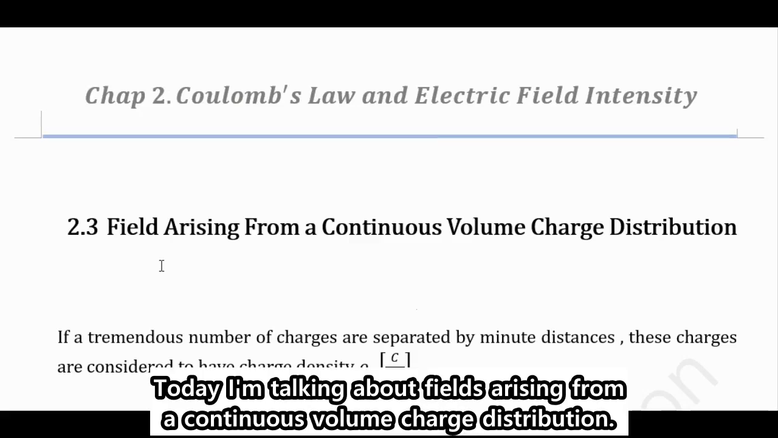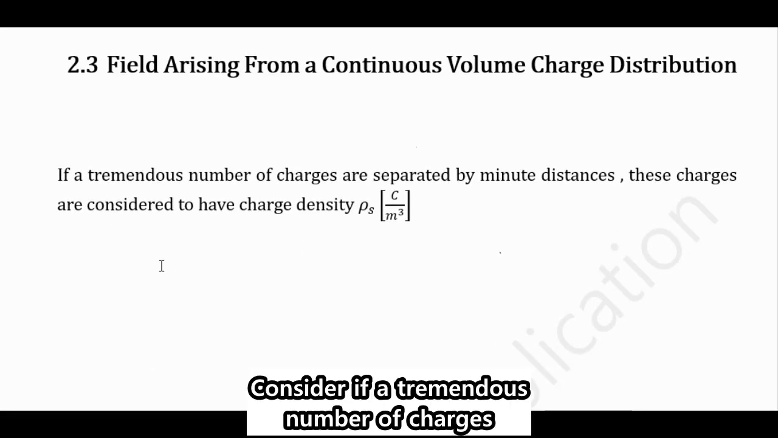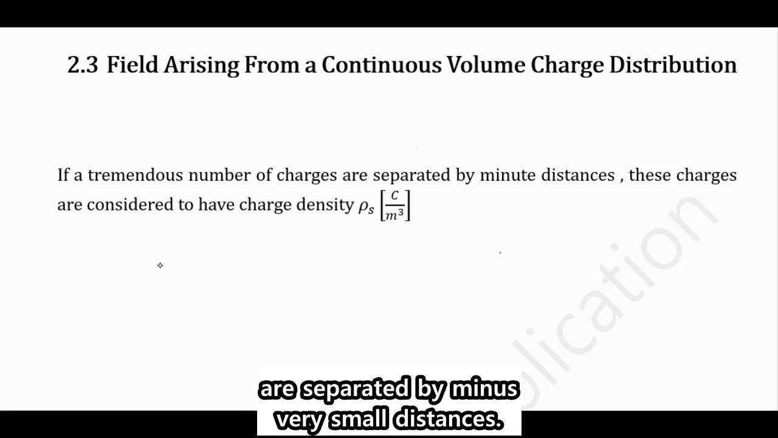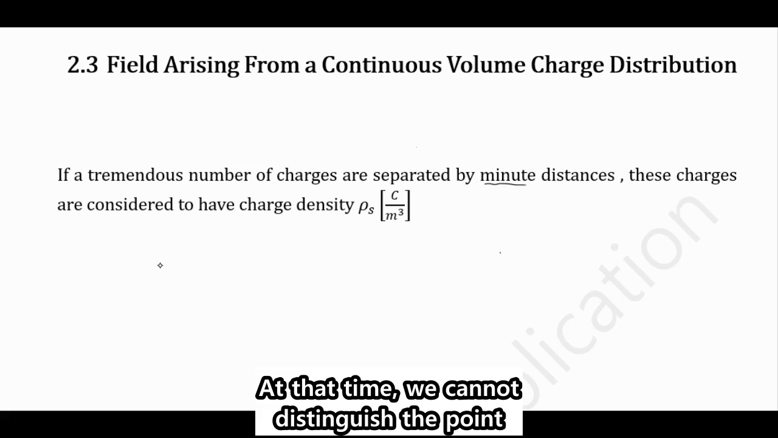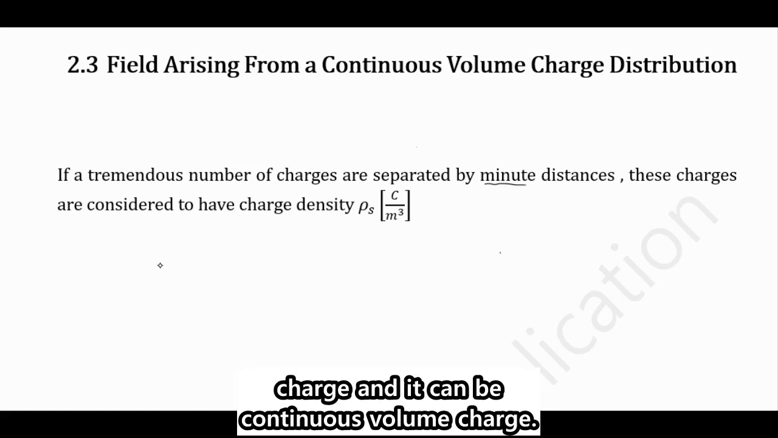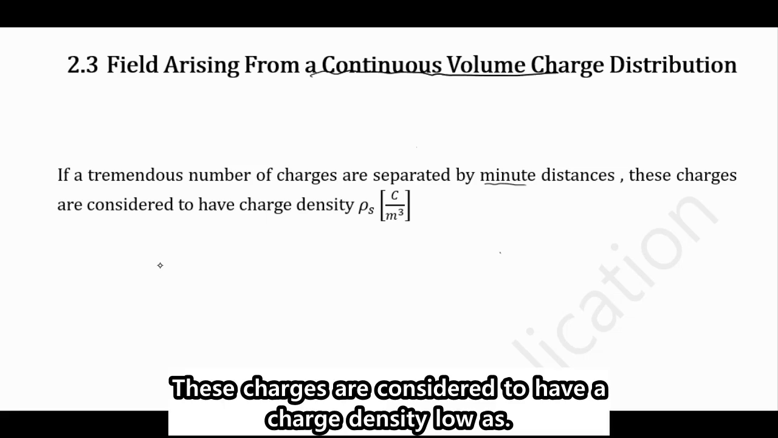Today I'm talking about the field arising from a continuous volume charge distribution. Consider if a tremendous number of charges are separated by very small distances. At that point, we cannot distinguish the point charges, and it can be treated as a continuous volume charge. These charges are considered to have a charge density rho.